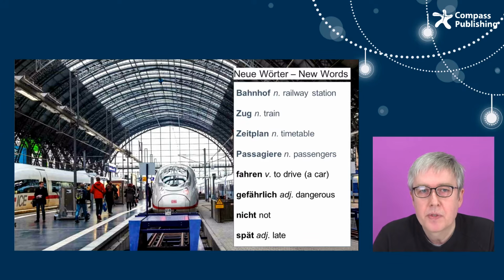Bahnhof means railway station, and Zug means train. Zeitplan means timetable. Passagiere means passengers. Fahren means to drive, like to drive a car. And gefährlich means dangerous. And nicht means not. And spät means late. So let's look at a conversation.